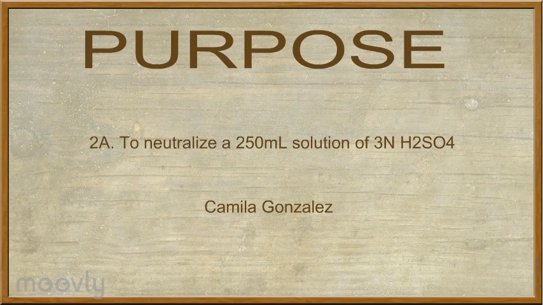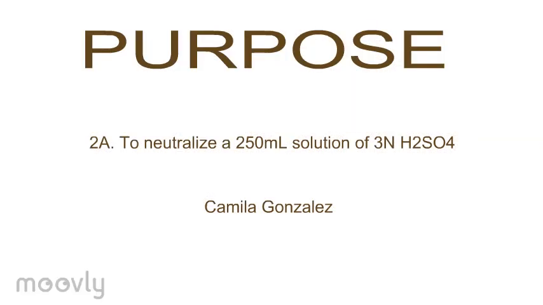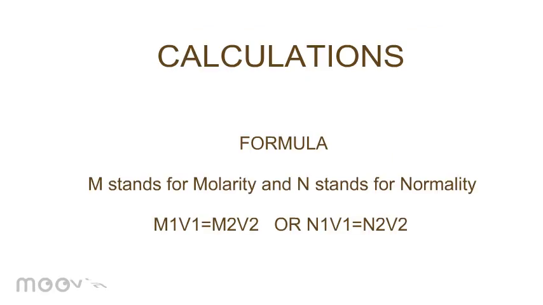The purpose of this lab is to neutralize a 250 milliliter solution of a 3-normality H2SO4 acid. A crucial formula for this lab is M1 times V1 equals M2 times V2, or N1 times V1 equals N2 times V2, where M stands for molarity, N stands for normality, and V stands for volume.